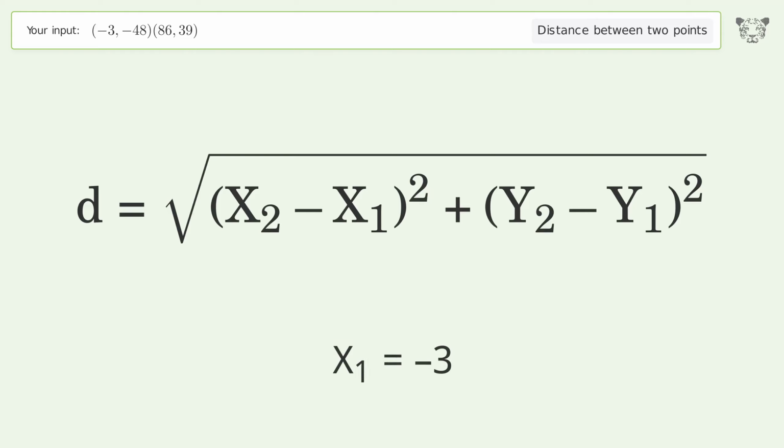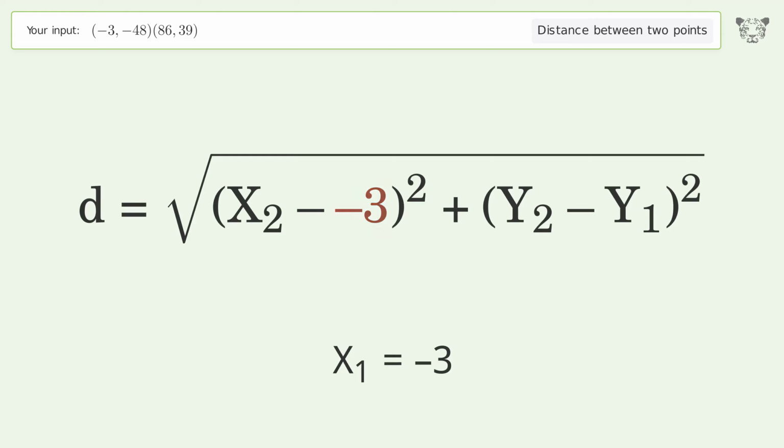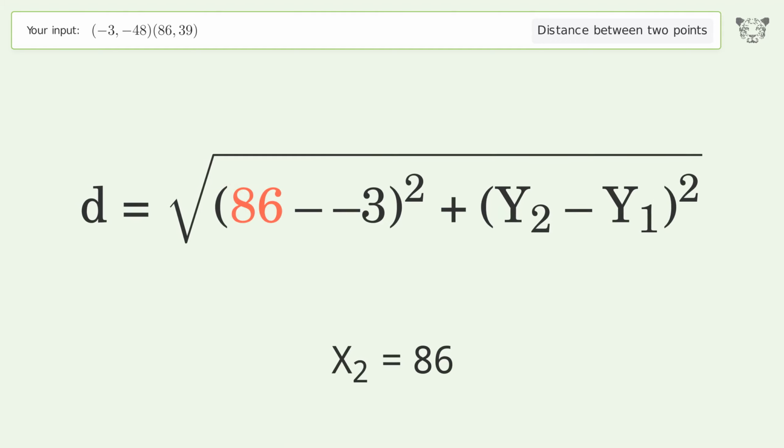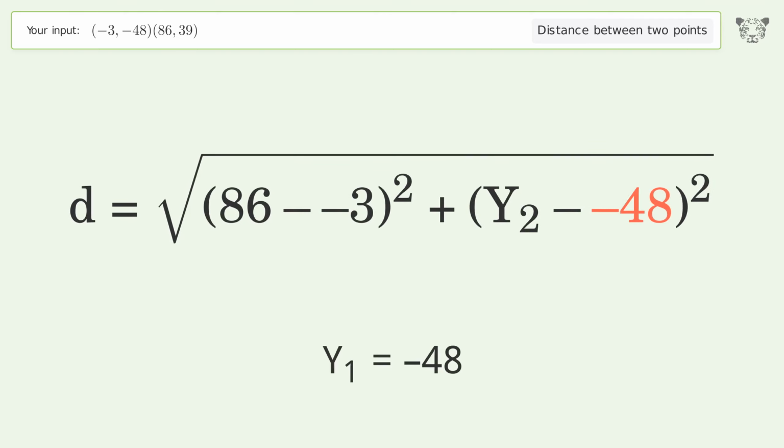x1 equals -3. x2 equals 86. y1 equals -48. y2 equals 39.